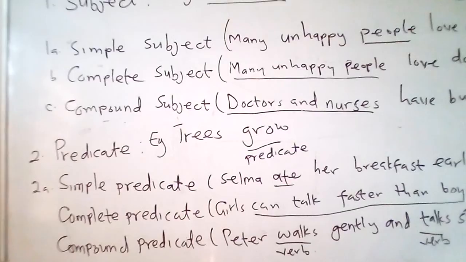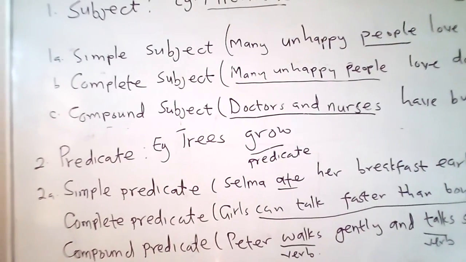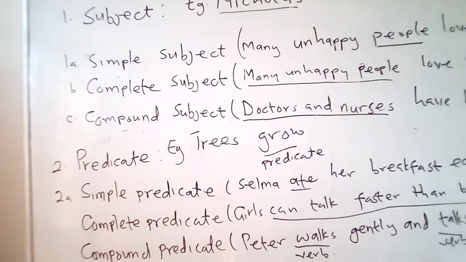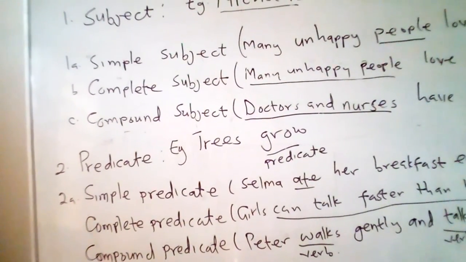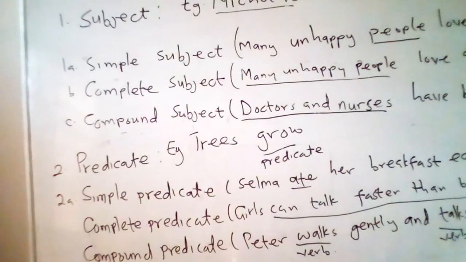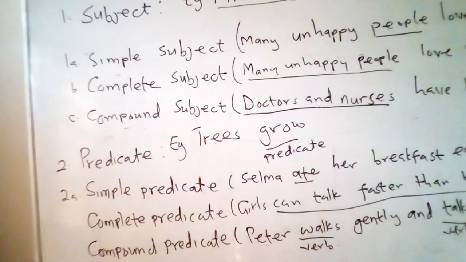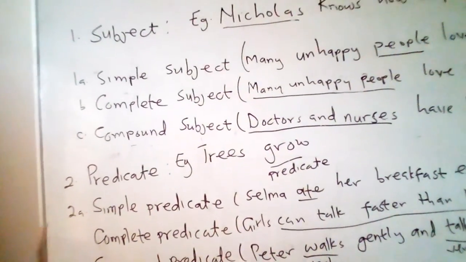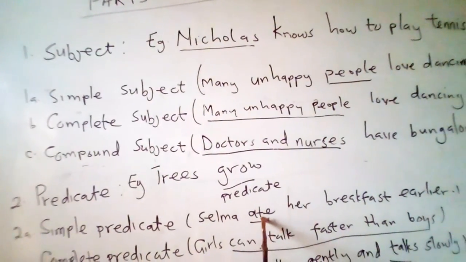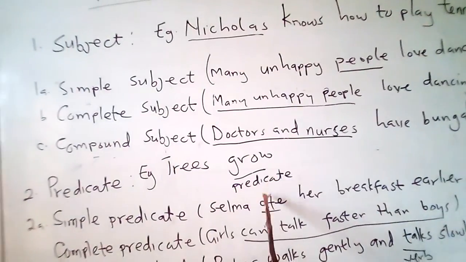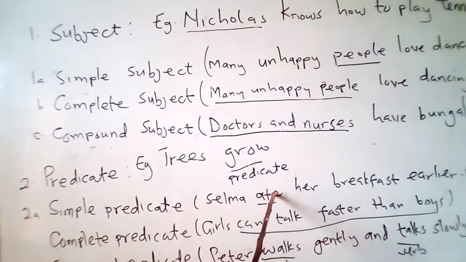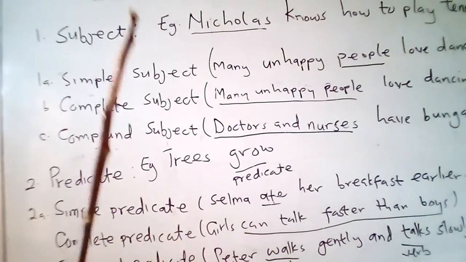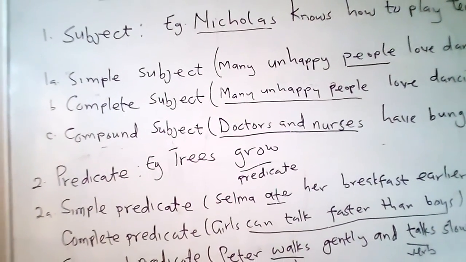The predicate too has forms: a simple predicate, complete predicate, and compound predicate. A simple predicate is a predicate or a verb without the words which describe or modify it. The simple predicate is usually the verb. Example: Selma ate her breakfast earlier. The word ate here is the simple predicate.